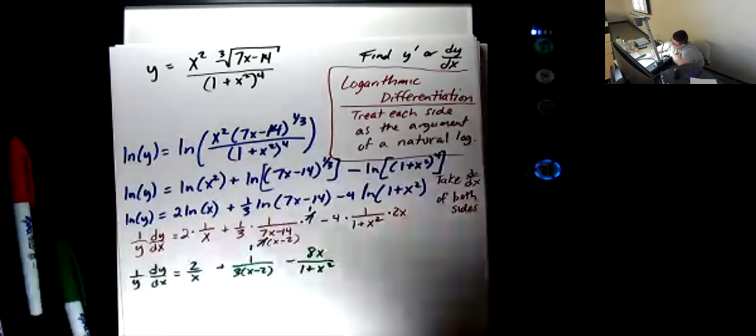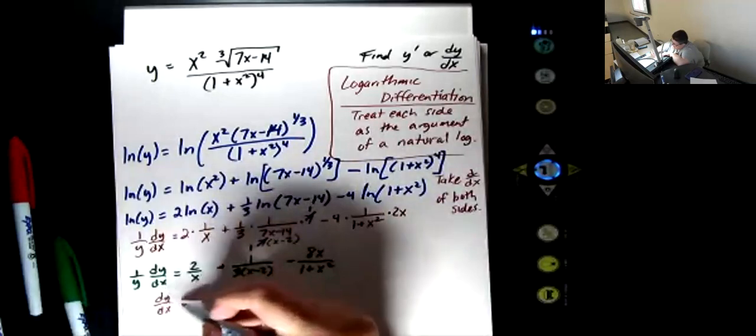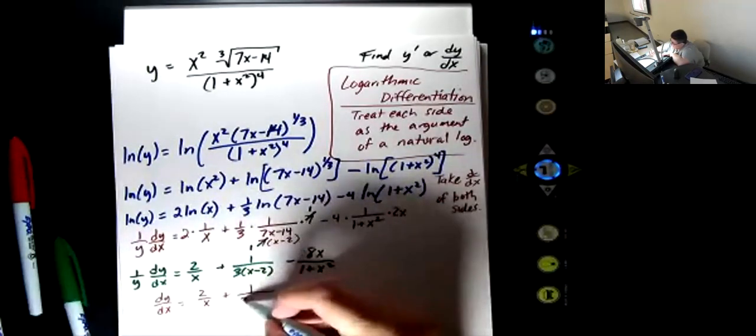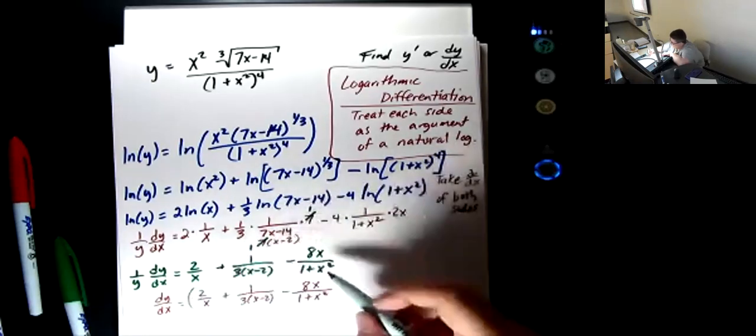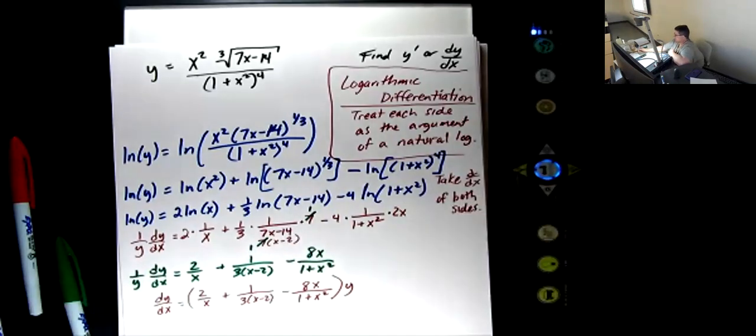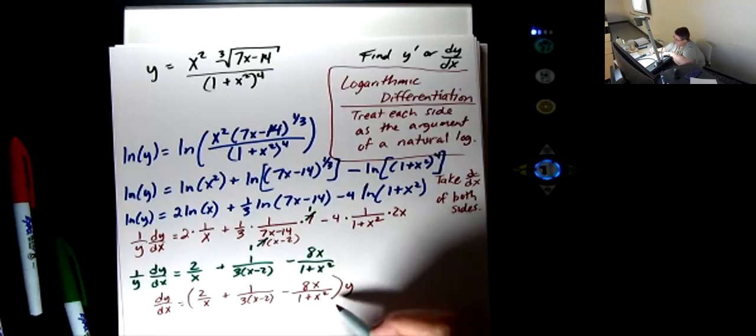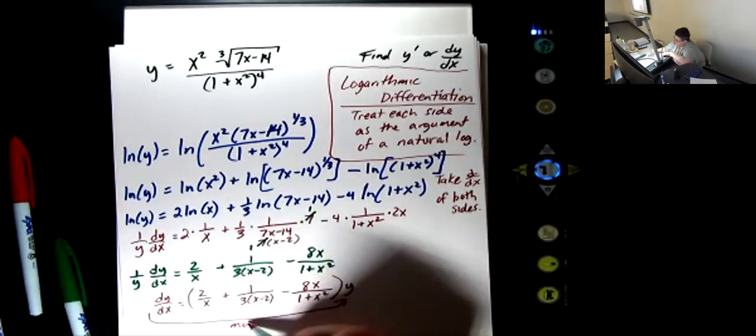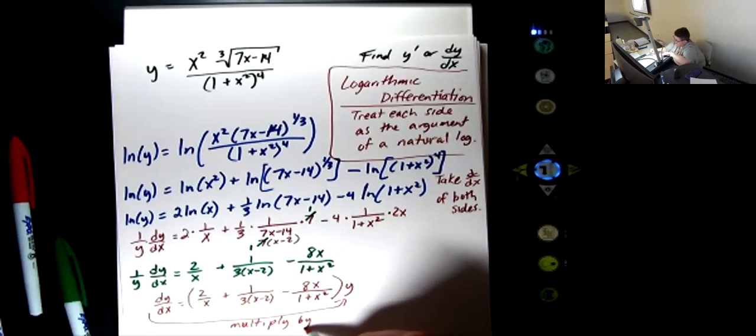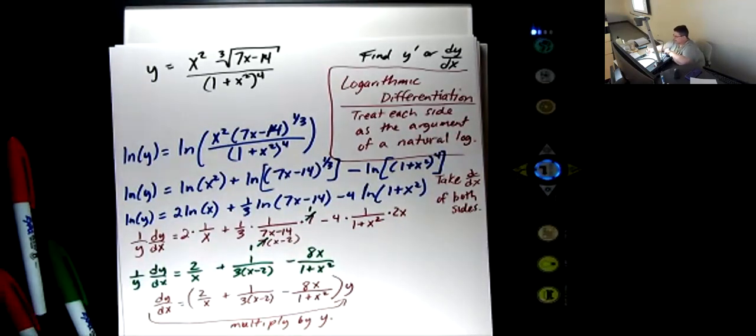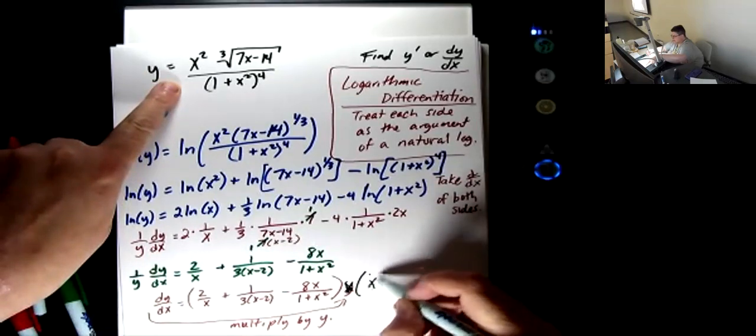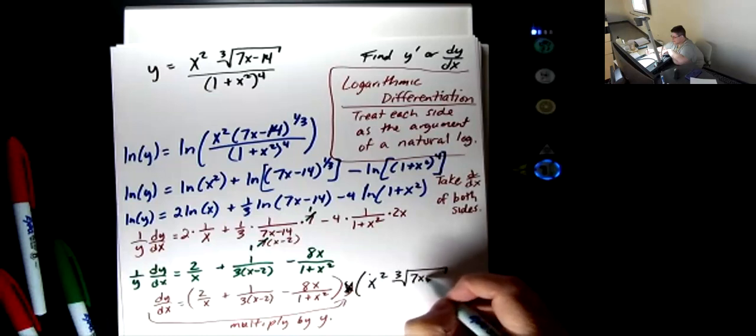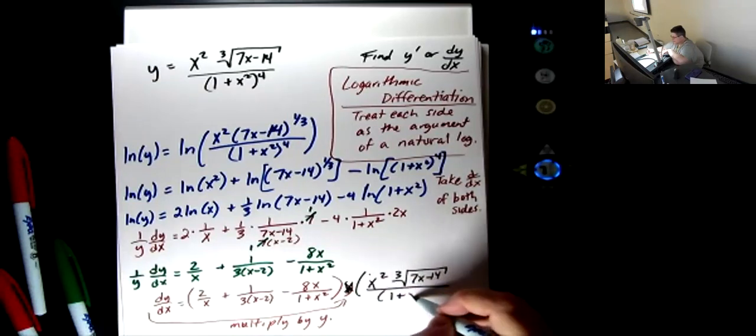I multiply through by y, and I get dy dx equals 2 over x plus 1 over 3 times x minus 2 minus 8x over 1 plus x squared. Everything we had before times y. But I'm going to get rid of that y. So move the y over. Multiply by y. Y in terms of x, though, was, cross that out, what we had up here. x squared cube root of 7x minus 14 all over 1 plus x squared to the 4th.